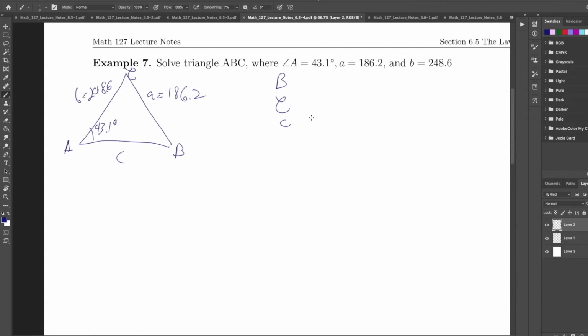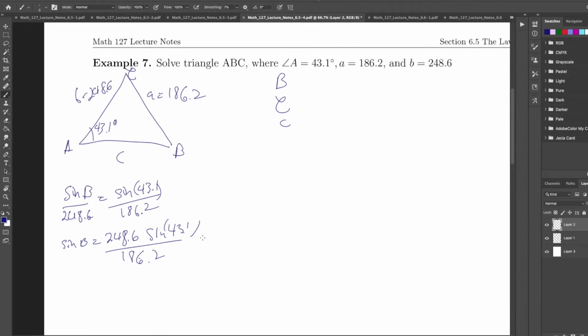All right, so let's do this slowly. So the first, we're going to do the same thing. We have this ratio and sine of B, so we're going to solve for that first. And so we're just going to jump right into it. So sine of B over little b, which is 248.6, equals the sine of A, which is 43.1, all over the length a, which is 180.2. Here we're going to solve for it, and so we get the sine of B is equal to, we just multiply, so it would be 248.6 times the sine of 43.1 divided by 180.2, and this will give us approximately 0.9122.